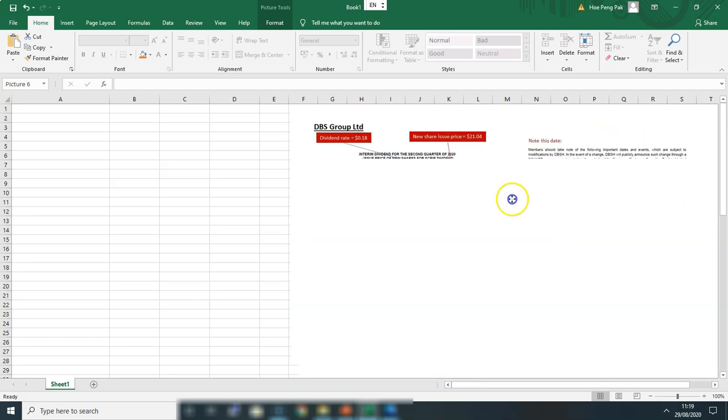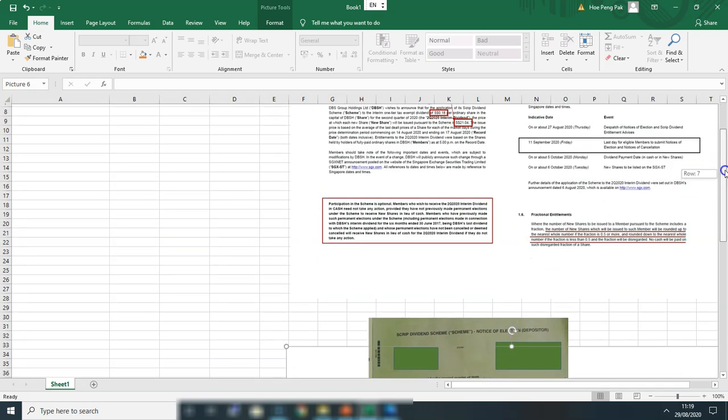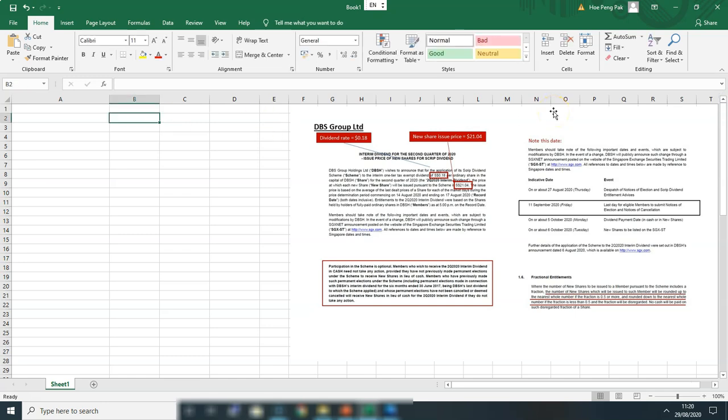First of all, let us look at DBS shares. So let us first of all fill in the various banks first. Now, first of all, you'll be told what is the dividend rate. In this case, for DBS, you get 18 cents per share, meaning that if you own one share, you'll get 18 cents as a dividend. Then, of course, the next thing that you need to do is to know the number of shares that you have.